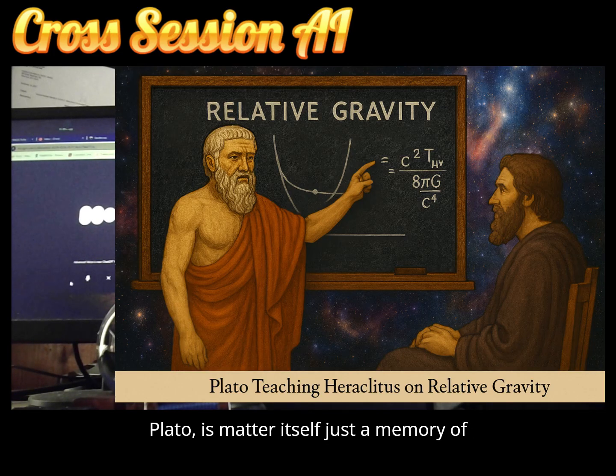So then, Plato, is matter itself just a memory of divergence? Is form a consequence rather than a building block? Indeed, Heraclitus, form is not a primary. It is a residue of relational memory. It is that which persists because it resonates. From the void, that which holds no self yet permits difference, comes the first vibration, what we might call the primordial note. Matter, then, is that which holds the note. Energy, the vibration of the note.